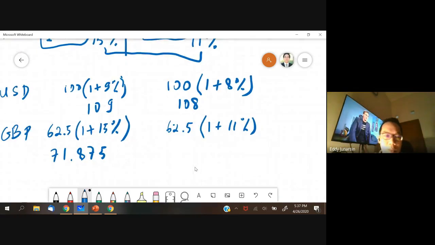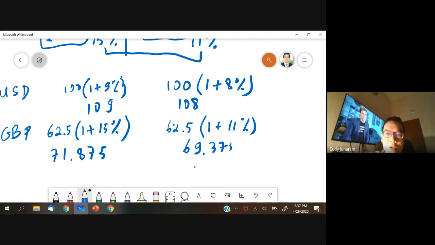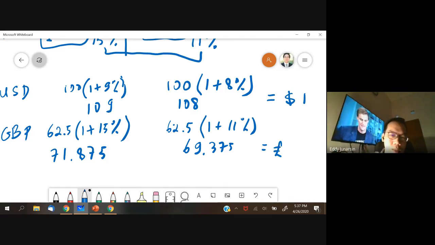Okay, and this one: 62.5 times 1.11. So this would be 69.375. Okay, so what is the gap again? Here's 1 million dollars, right? And here, how much is it? 71 minus 69. So 2.5 million pounds.